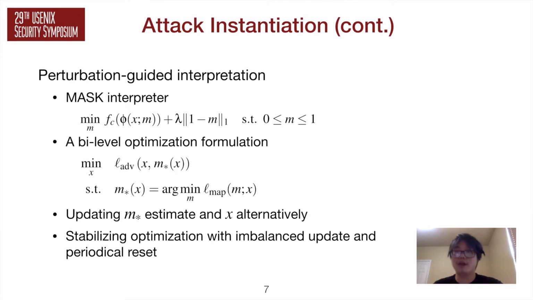Perturbation-guided interpretation. We take MASK as the target interpreter. MASK uses optimization to find a small region, which greatly reduces the classification confidence of the target class when the region is removed. In this setting, we are faced with a bilevel optimization problem. We use an approximation approach where we alternately update an estimation of the optimal attribute map M star and the input x. We also utilize an imbalanced update and periodical reset to stabilize our attack.